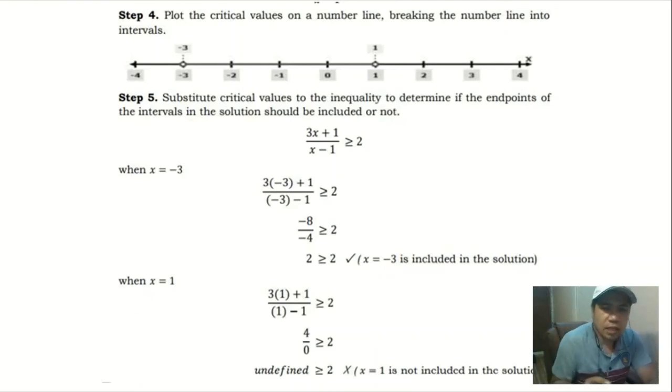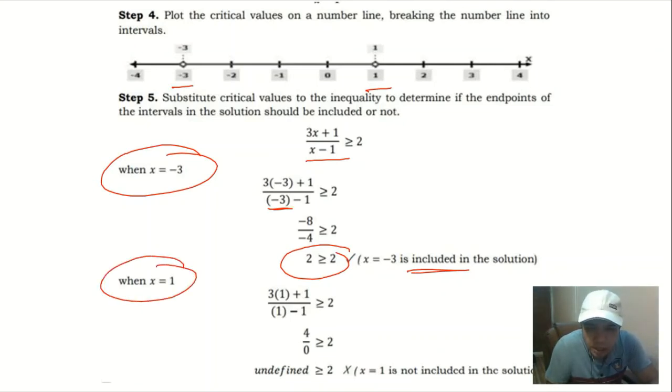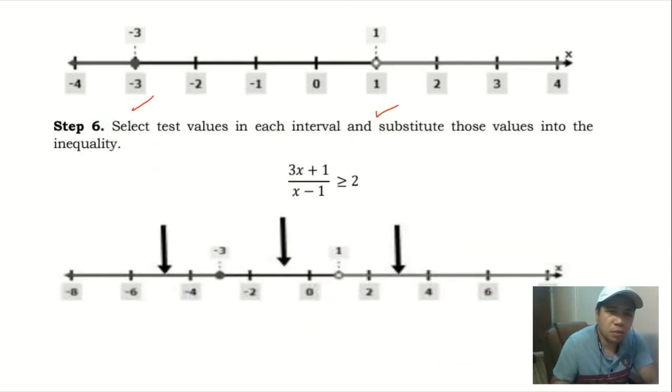Okay, so plot natin yung critical values. Sabi nga doon sa sagot kanina ni x, x can be -3 and +1. This time, check natin kung papasok siya or included ba siya. So, substitute yung -3 dito. Ayan. When x is -3, lumabas na 2 is greater than equal to 2. Kaya kasama siya, included. Then, pag +1 naman, magkakaroon tayo ng undefined. Kaya x = 1 is not included. So, kapag inayos natin siya doon sa pagkakaplot sa number line, included si -3 at excluded si +1.